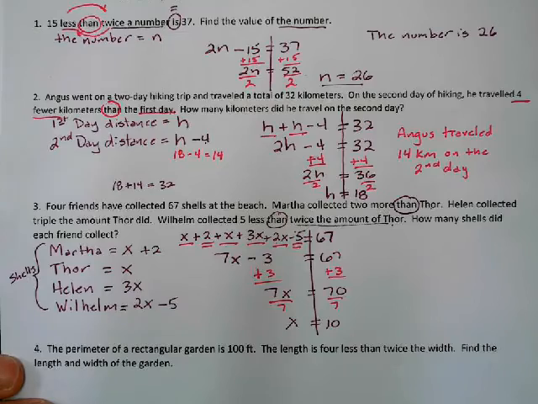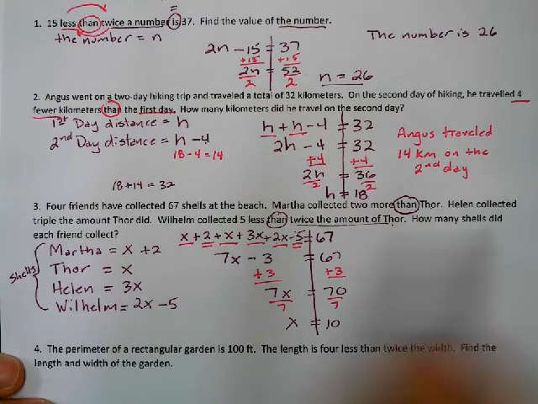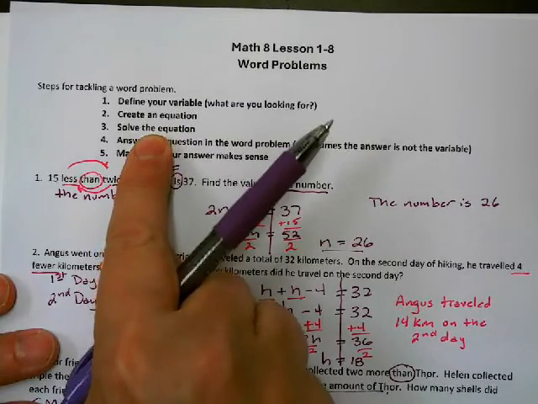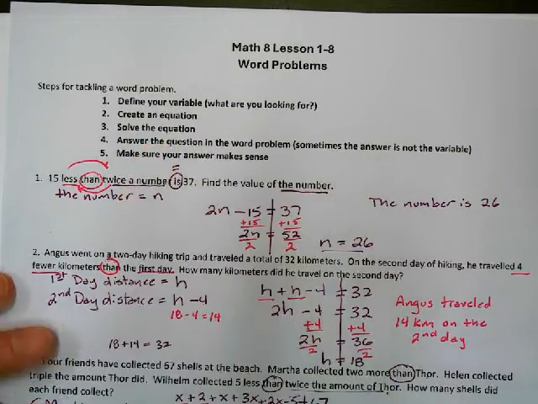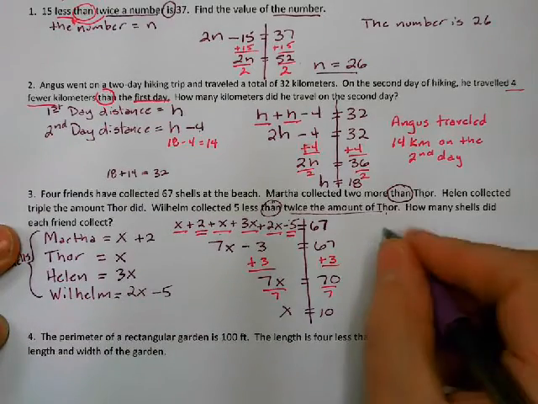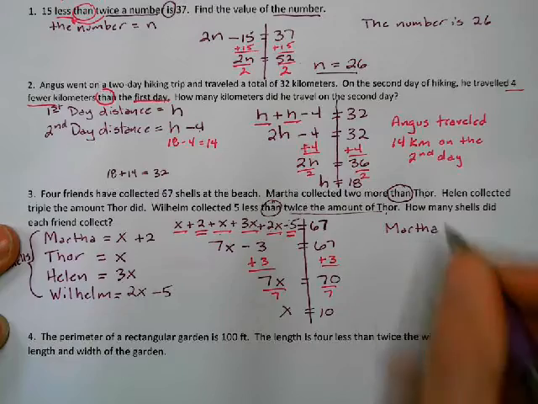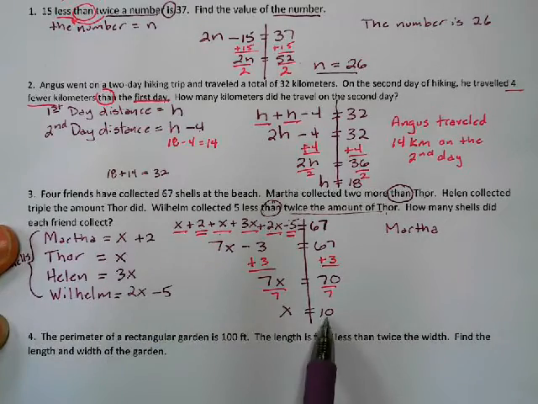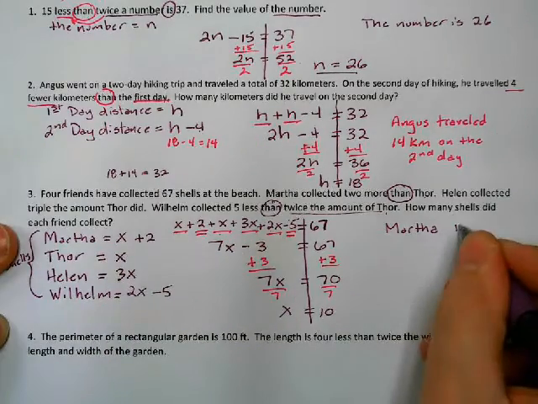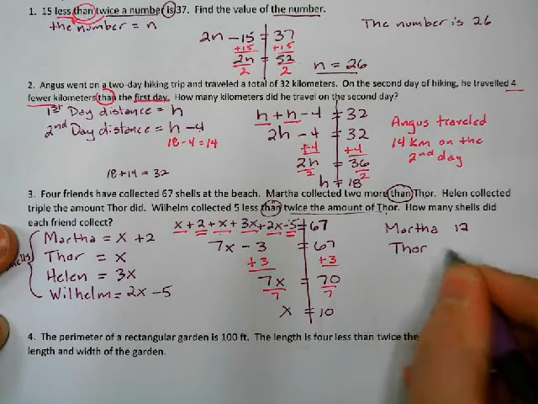I have to find out how many shells did each friend collect. So I just got done solving the equation. Now I have to answer that question. How many did each collect? So Martha, she collected 10, because that's what x is, plus 2. So Martha collected 12. Thor, he collected 10, because he was x, x is 10.